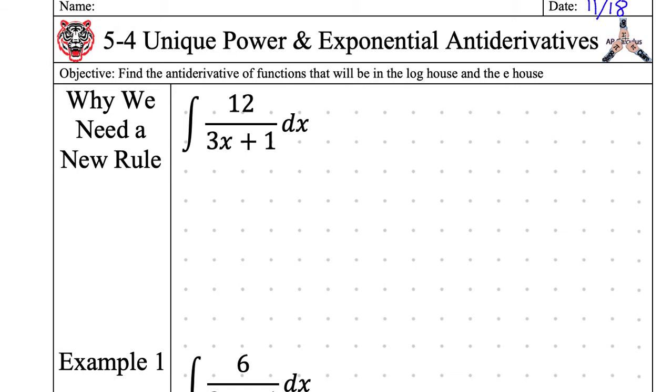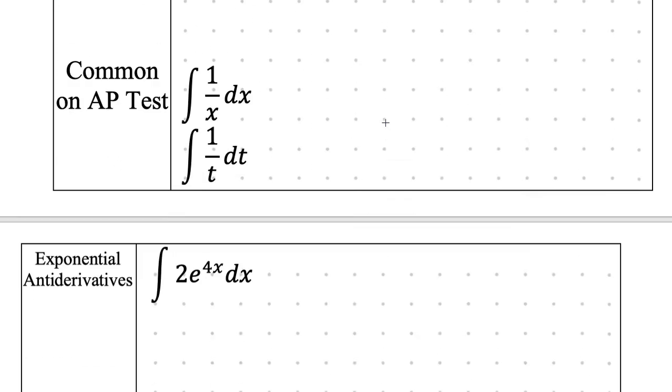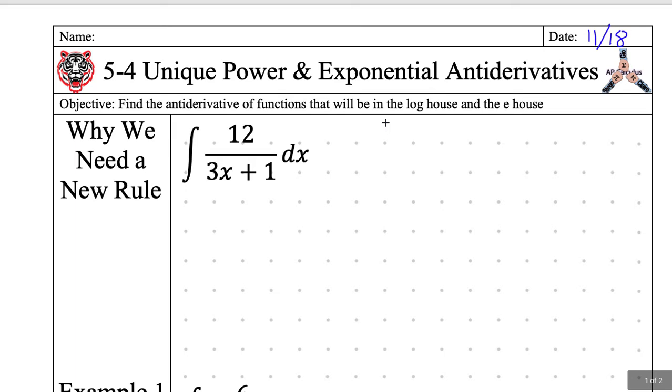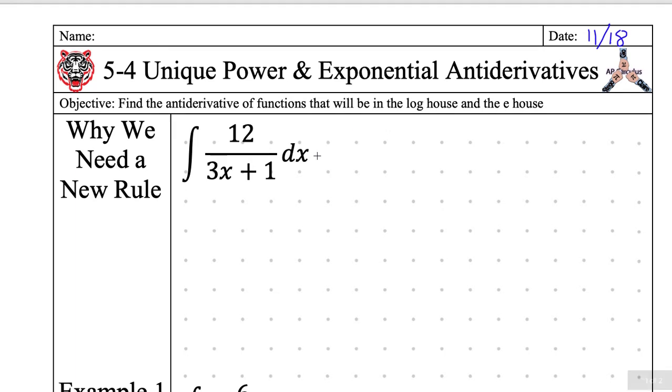So our objective today is to find the antiderivative of functions that will be in log house and e house. And you might take a guess, the front half is probably going to be log house, the back side is going to be e house. So front side, let's talk about why we even need to create a new rule.